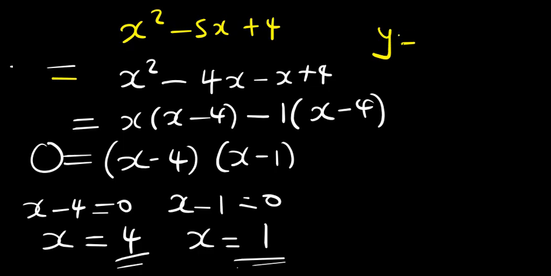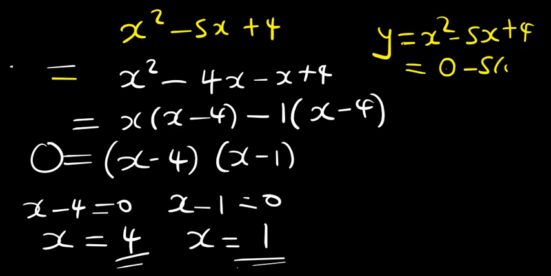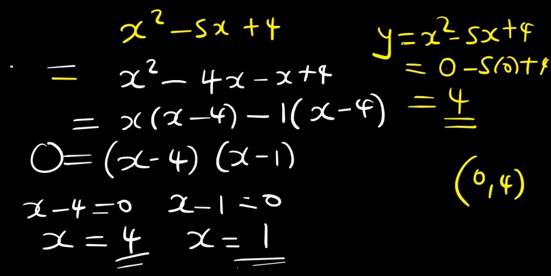y will be equals to x squared minus 5x plus 4. Then on the y-intercept, x is equals to 0. So 0 minus 5 times 0 plus 4. You're just going to realize that you're just going to get a 4. So meaning this graph is going to be cut at 0,4 on the y-axis. Okay, so basically that.